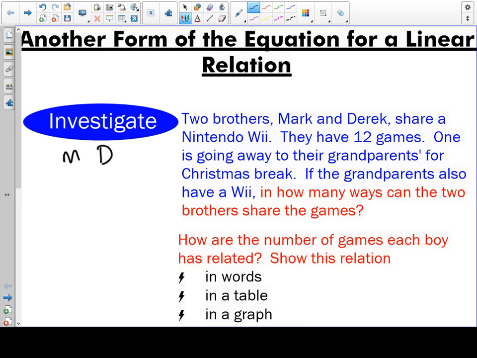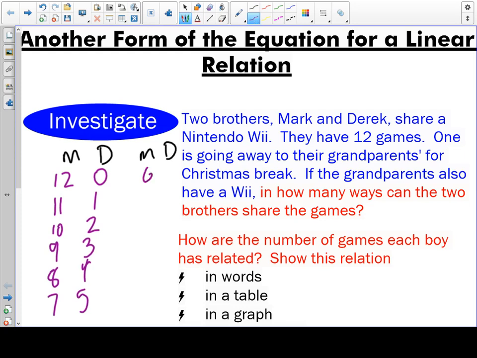So we have Mark and Derek here. In one example, Mark can be a greedy bugger and have all 12 games. Derek can have none. Mark can have 11, Derek can have 1. Mark can have 10, Derek can have 2. Mark can have 9, Derek can have 3. Mark can have 8, Derek can have 4. Mark can have 7, Derek can have 5.